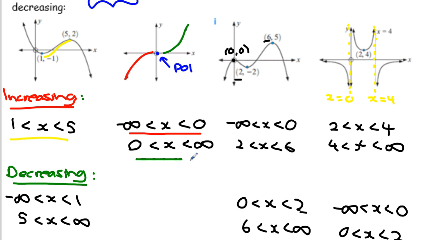Whereas at the POI, what's the gradient equal to? 0. Good. At the point of inflection, yep. So the gradient's 0 here, which is why it doesn't fit into here, because it's not increasing anymore. It's not positive. It's 0.